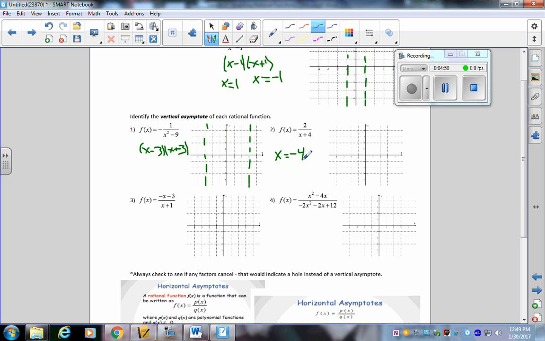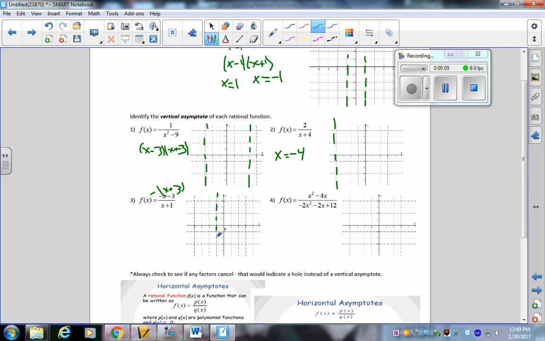And I can dash in that line at -4, dash, dash, dash, dash, dash. Right over here, I mean, my numerator can be factored. We'll talk about holes and canceling all in a minute, but just showing you that it can be. But I have nothing in common, so my asymptote is just x equals -1.